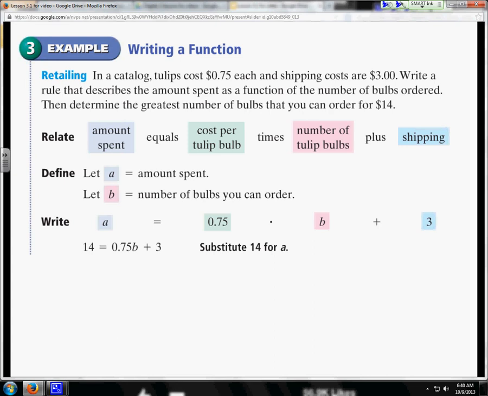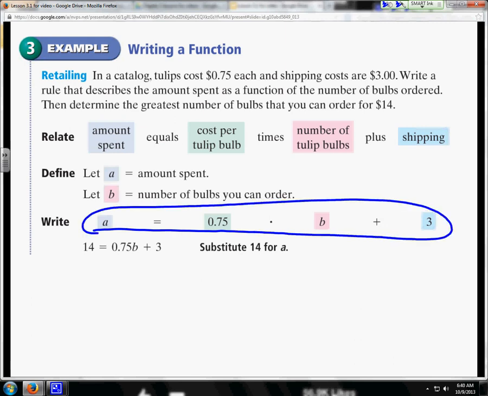So, they wrote a rule right here. A equals, A is the amount spent, 75 cents times the number of bulbs plus $3 for shipping. Because $3 is a set amount. Every single one of us would pay $3 no matter how many bulbs we bought. The one that changes is the 75 cents per bulb.